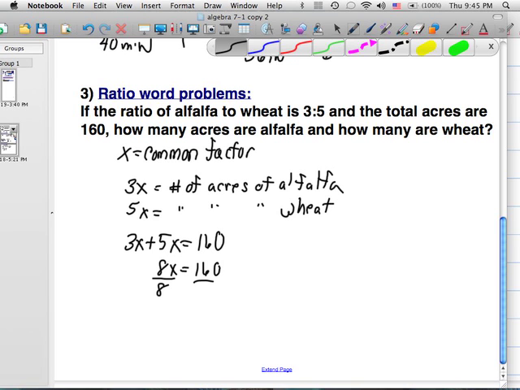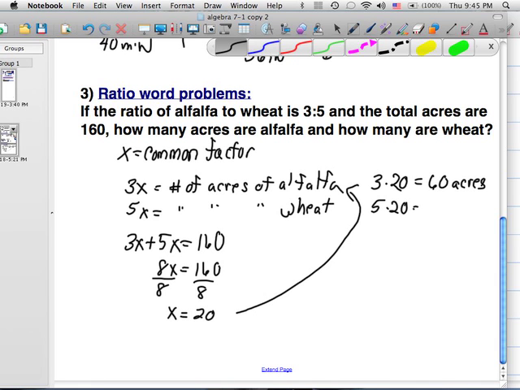Divide by 8, and I get x equals 20. So 20 was the common factor, and then I plug that back in up here. 3 times 20, 3x, there was 60 acres of alfalfa, and 5 times 20 equals 100 acres of wheat. And that works because that adds up to 160 total.